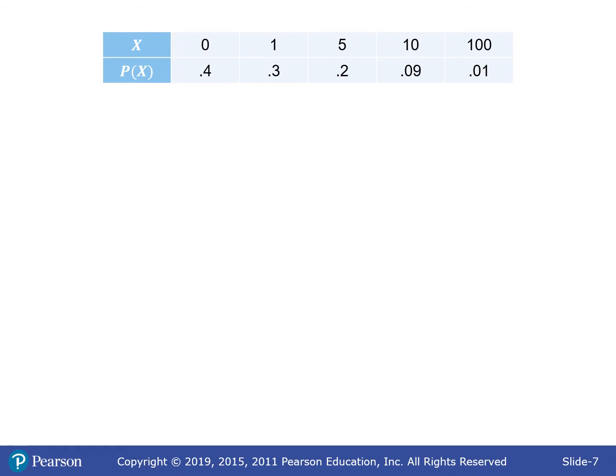So here we have the same situation. I luckily remembered exactly what my numbers were. And so to find the expected value, we're going to multiply each of these. So 0 times 0.4 is going to be 0. 1 times 0.3 is 0.3. 5 times 0.2 is 1. 10 times 0.09 is 0.9. Oh, that was supposed to be 10 times 0.09. And then 100 times 0.01 is 1.